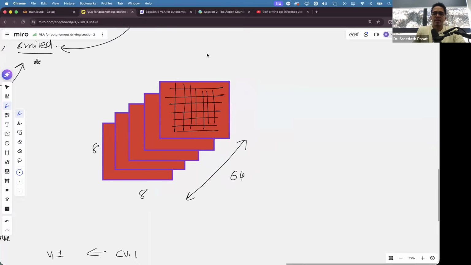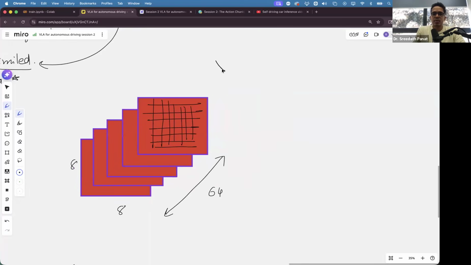How many tokens are there? My X is equal to how many tokens? The input. Is it 8? How many tokens do I have? I have 8 times 8. That many tokens, right? I have 64 tokens. What is the dimensionality of the tokens? X dimensionality. It is also 64.